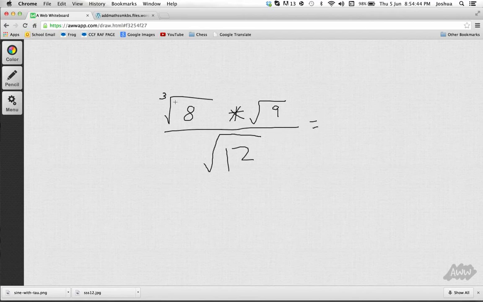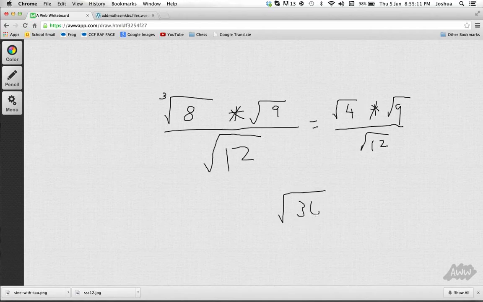So the cube root of 8 is going to be 2, obviously, but 2 can also be written as the square root of 4. And since we're in surd form, we might as well do that. So we've got the square root of 4, times the square root of 9 over root 12. And then these two can be combined into root 36. So we get root 36 over root 12.